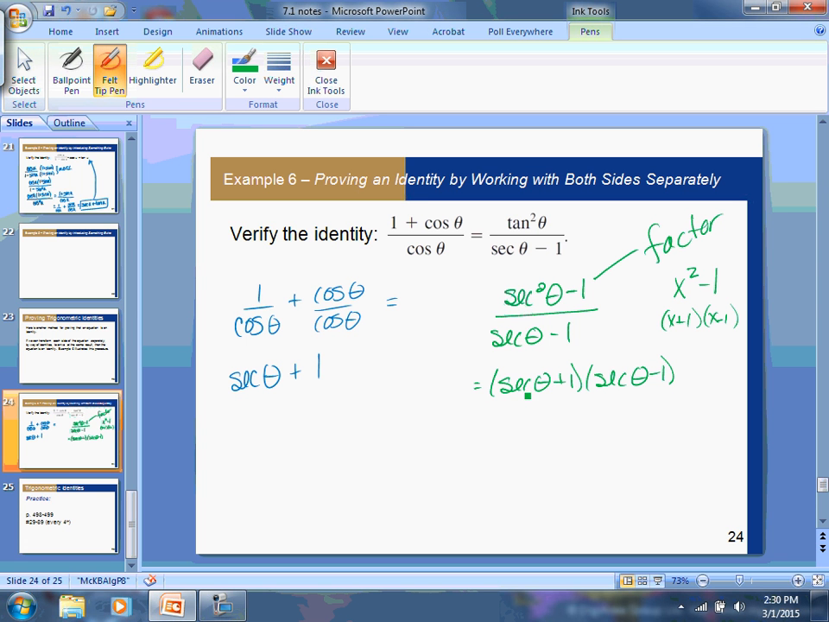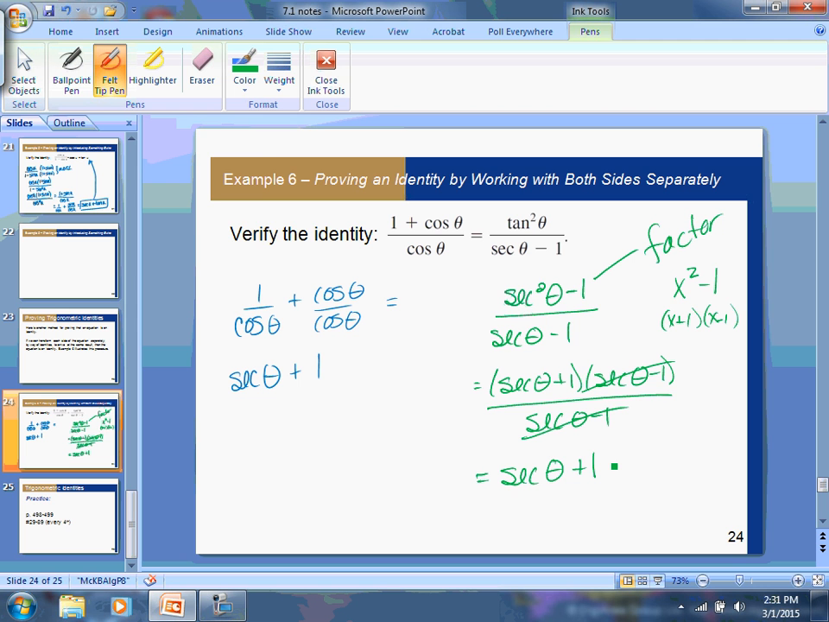So if I were to FOIL this out, I would still get my secant squared. Then I'd have a minus secant theta and a plus secant theta, so they would cancel. And then a 1 and a negative 1 get you a negative 1. Okay? So you can factor trigonometric expressions just like you would factor a quadratic expression. And now the nice thing is that now I have a term that'll cancel with my denominator. I have a secant theta minus 1 and a secant theta minus 1. So those cancel, and I'm left with a secant theta plus 1.